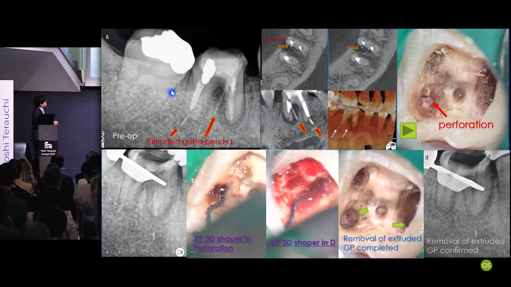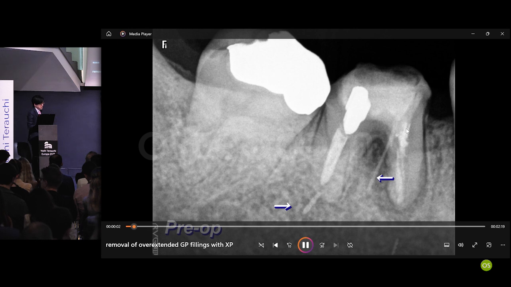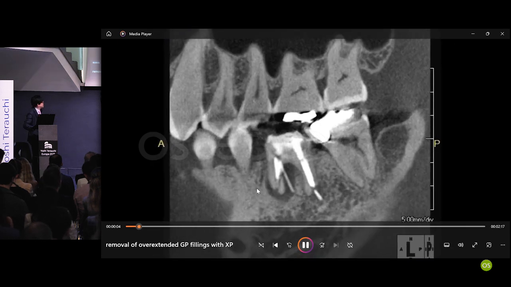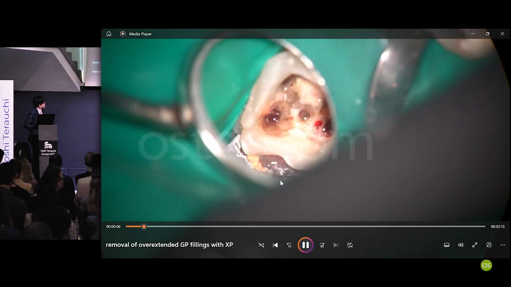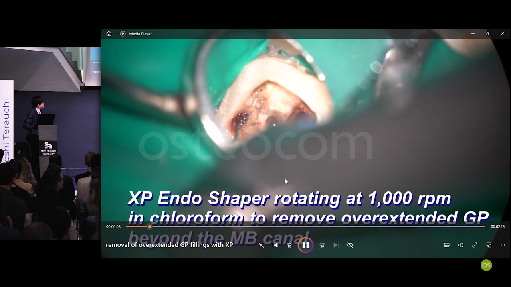Another case, you see gutta percha extruded from the perforation and from the apical foramen. And you see the lesion associated with the perforation here. I use the same technique. Let me show you the video here. Look at the extrusion, lots of extrusion.